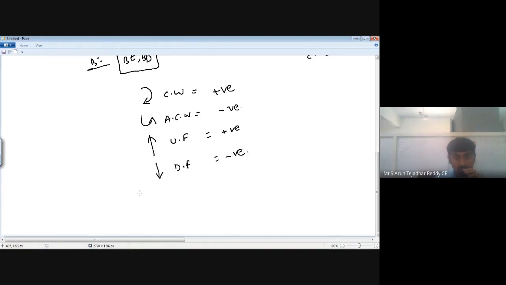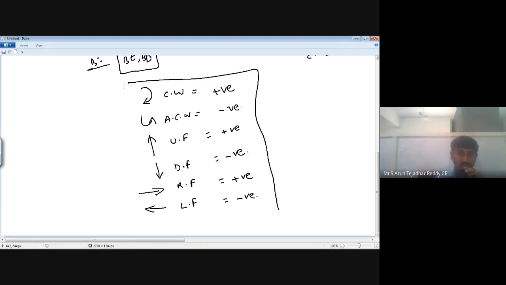Next, right side force take positive, left side force take negative. So this is very important before doing this type of problem. All of you note down. Without imagination, we can't do this type of problem. First of all, here imagination is important.